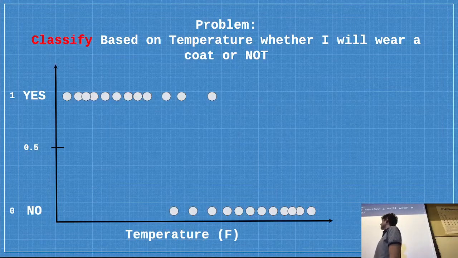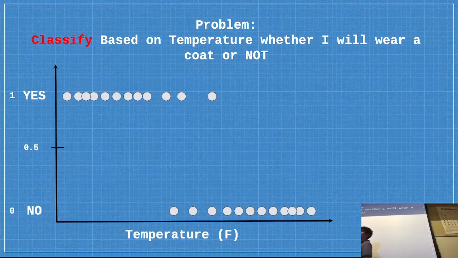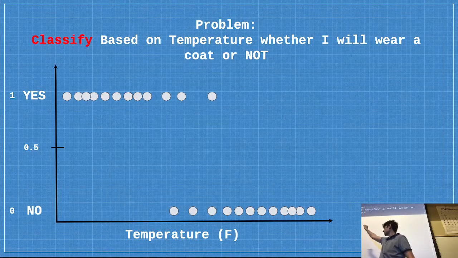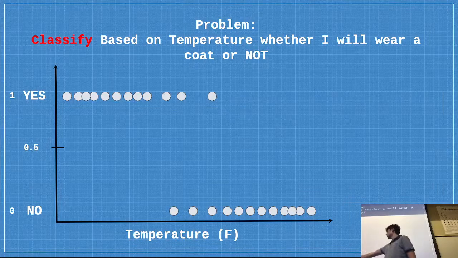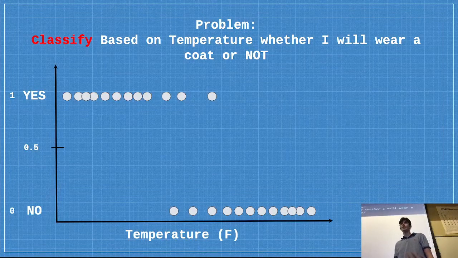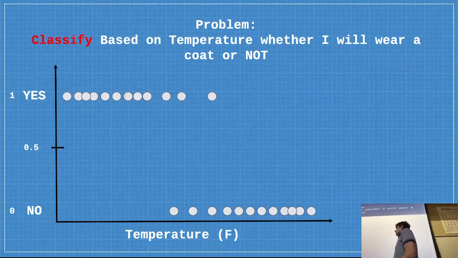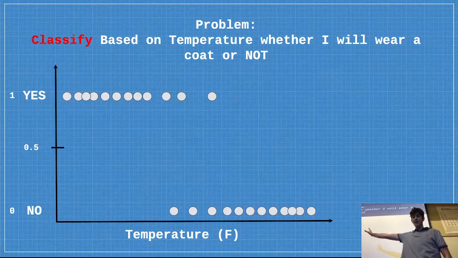And so we see for the lower temperatures over here, I will wear a coat. And as the temperature increases, the frequency of me saying yes, I will wear a coat decreases, and the frequency of me saying no, I will not wear a coat in higher temperatures increases. This is pretty intuitive, right? As it gets warmer, I'm going to wear a coat less often. And so the idea here is that this is a classification problem.